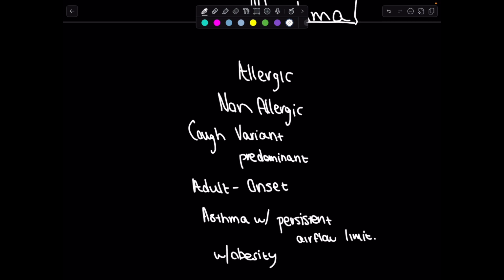What about cough variant asthma and cough predominant asthma?